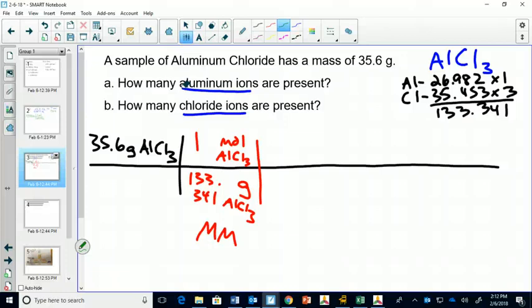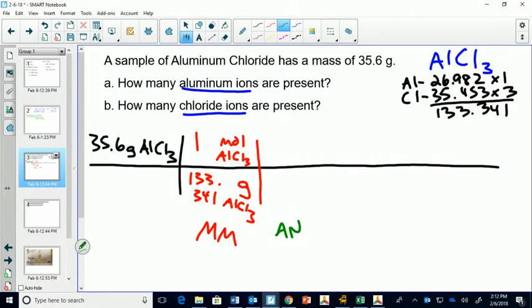No, wait, I can copy. That's fine. I'll put it up on Schoology for you. What comes next? I want to get to ions, right? So how can I go from moles to ions? Like what tool? Avogadro's number.